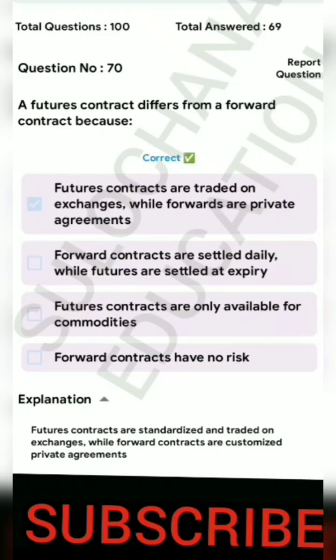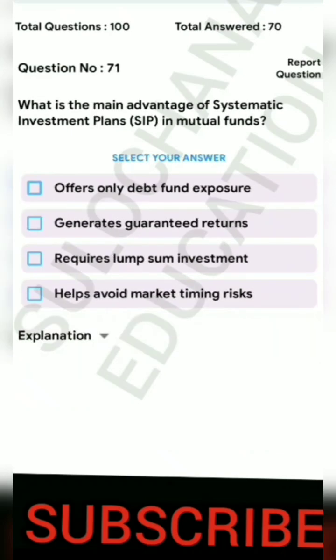Option A, futures contracts are traded on exchanges while forwards are private agreements.